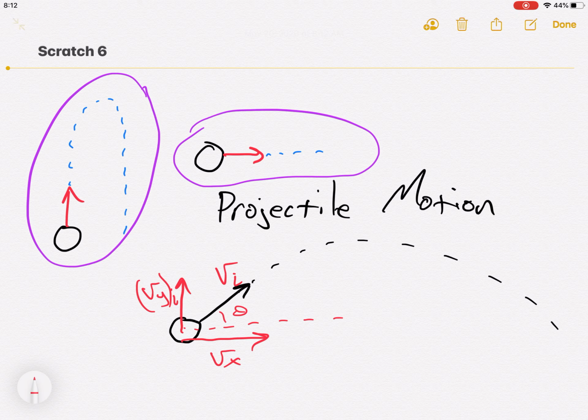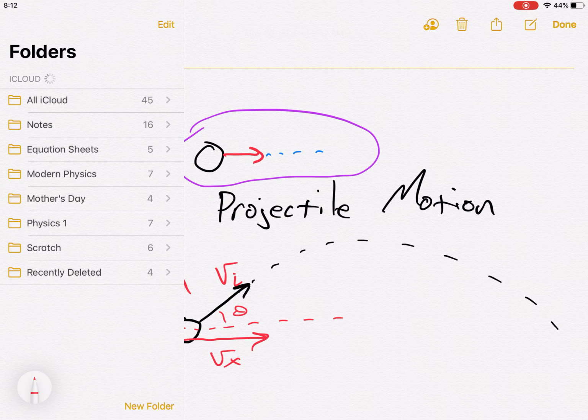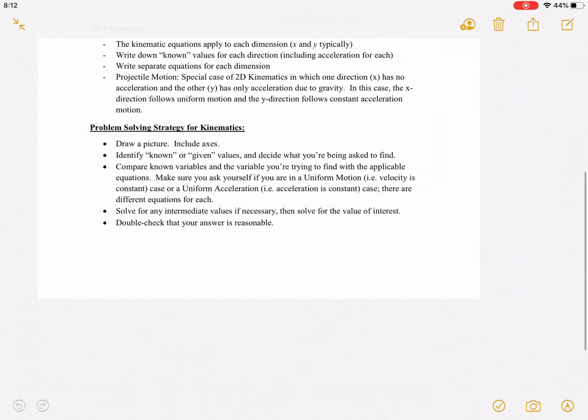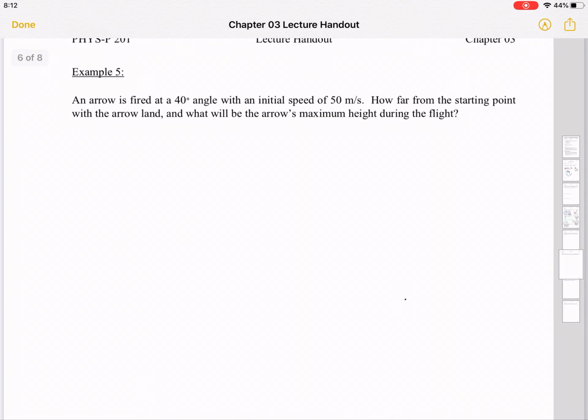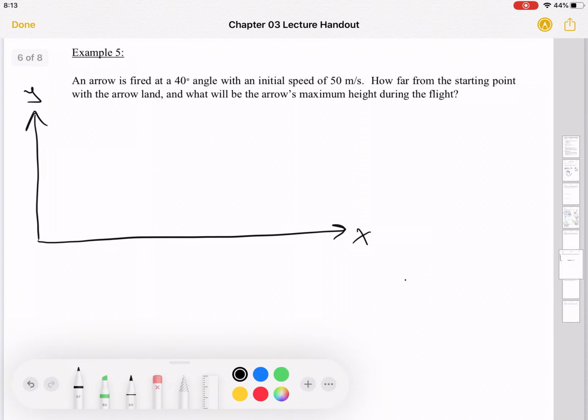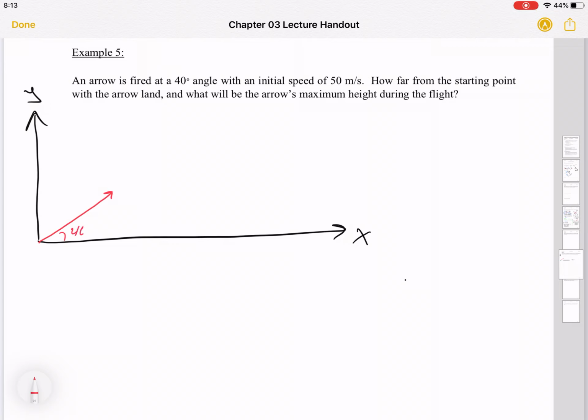Okay, so let's see how this plays out in a problem. I'd like to look at example number 5. An arrow is fired at a 40-degree angle with an initial speed of 50 meters per second. How far from the starting point does it land, and what will be its maximum height? So let's draw a picture. I'm going to start maybe with some axes. There's a y-axis and an x-axis. And I'll draw my initial velocity. It's at 40 degrees. We could label that as theta. And it's 50 meters per second.